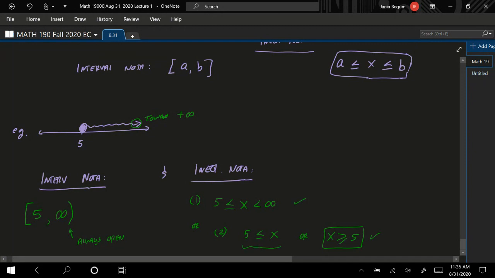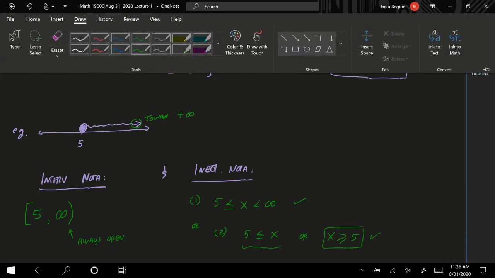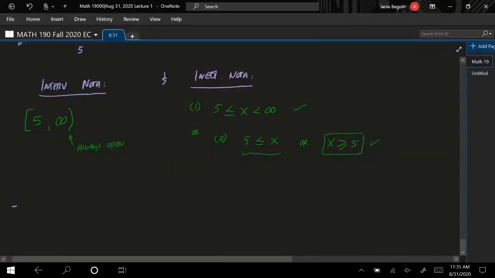You could write this too, but we often like to use our variable first and then the inequality if it's only a one-directional set like this one. Okay, let me give you another example. That way we have at least a couple more to think about. Here's another example. So do the same thing, write down the interval notation and inequality notation.